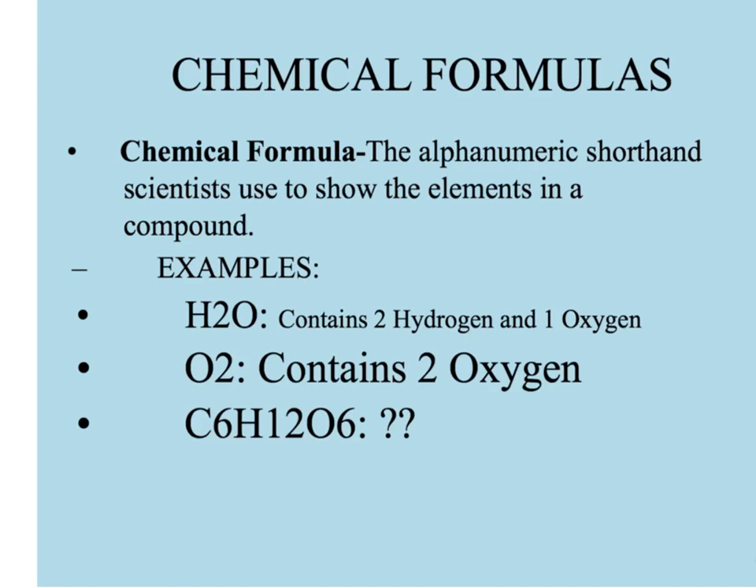Chemical formulas are basically an alphanumeric shorthand that scientists use to show the elements in a compound. It's much easier to write H2O than it is to write hydrogen 2, oxygen 1. So it's a shorthand that we use, and it tells us the atoms that are in the compound or molecule and also the number of each of those atoms. So H2O tells us there are 2 hydrogen atoms and 1 oxygen atom bonded together. Again, the air that we breathe, that is simply O2, and there are 2 oxygen atoms bonded together.